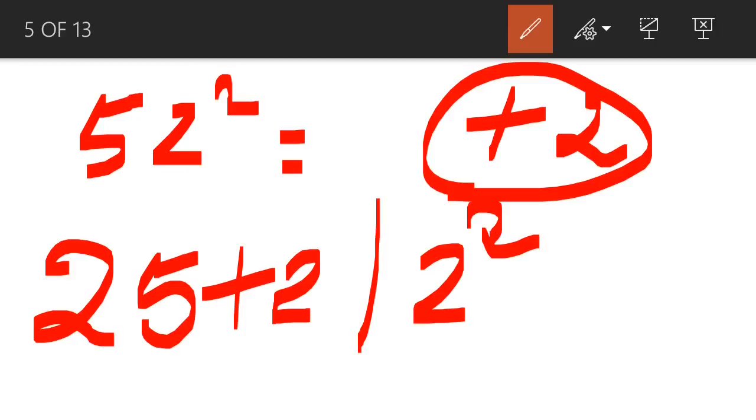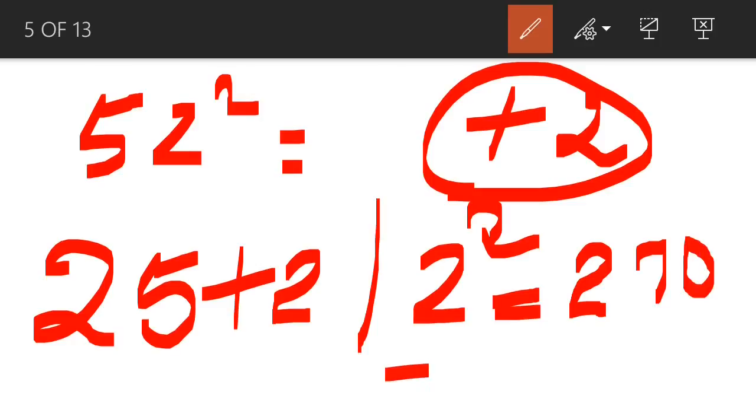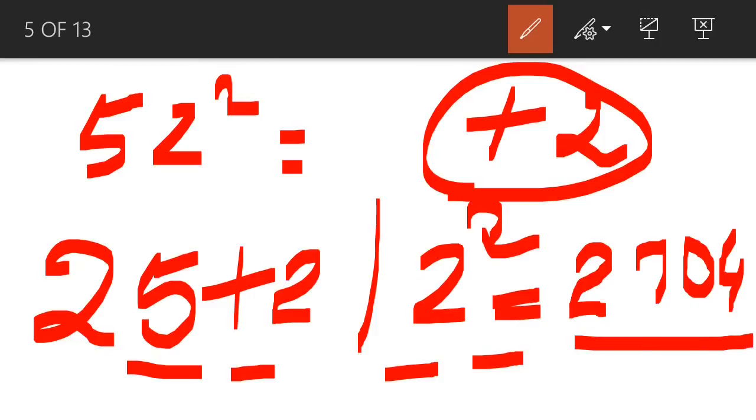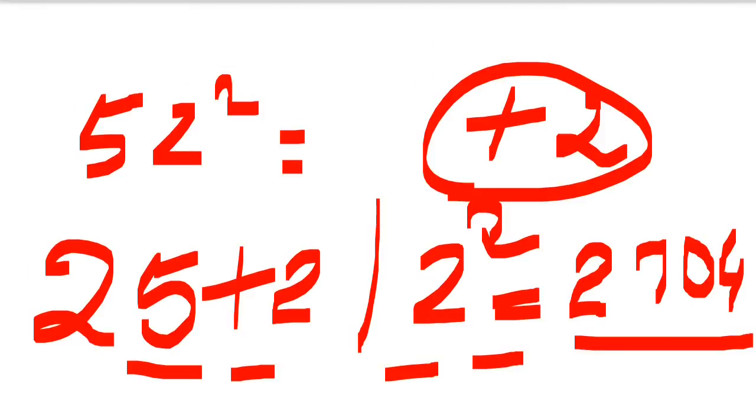So the answer will be 27, that is 25 plus 2, it is 27. The second part, as I said, also has 2 digits, and the first part also 2 digits. So we are taking 4 as 04. So the 52 square answer is 2704. Okay, all this is mental calculation you can see, and you can do the math.